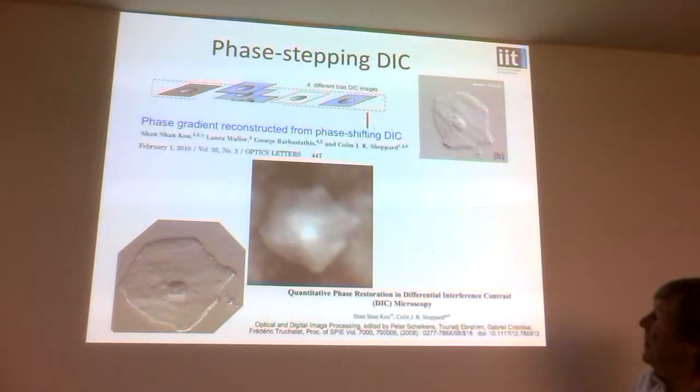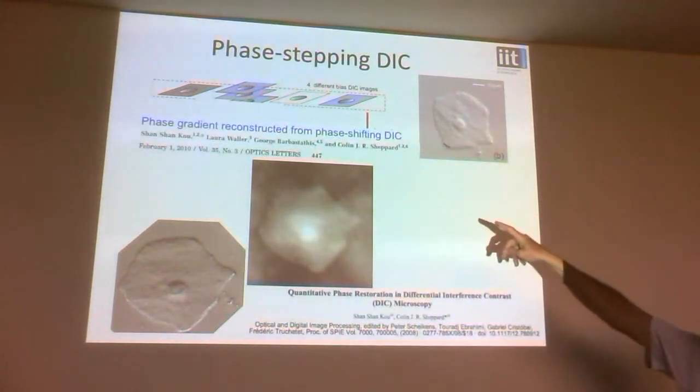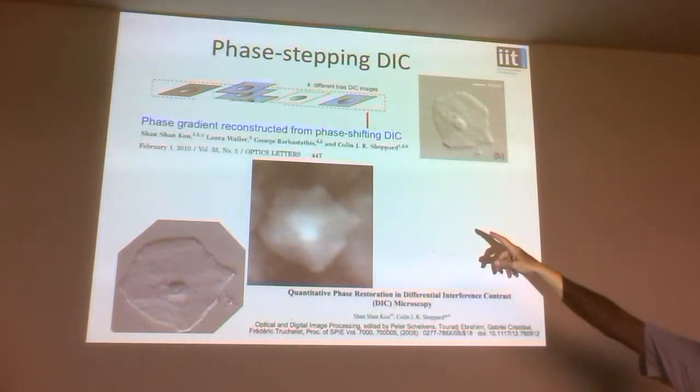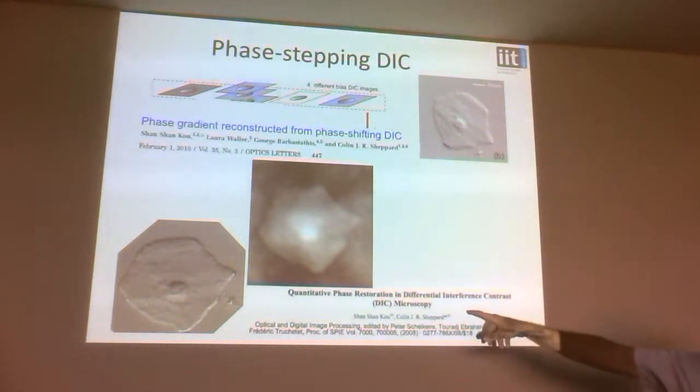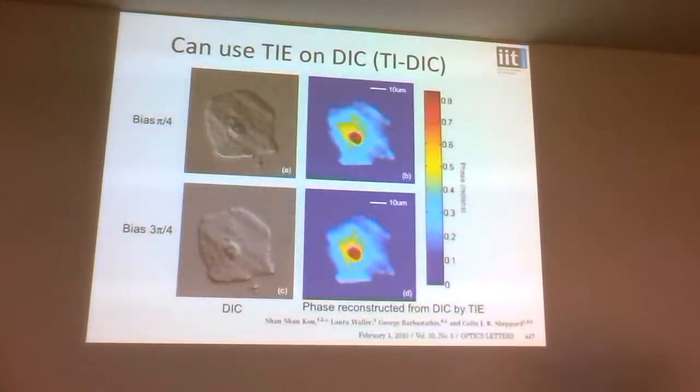So this is an example. So this is from phase stepping DIC. So we take 4 images in this case with different bias settings, and then from that we can calculate what the phase is. Actually, the title of that paper is Phase Gradient Reconstructed, but this one has got the phase information integrated out as well.